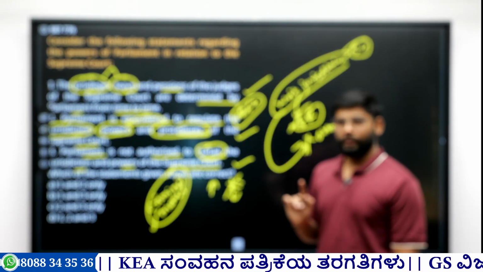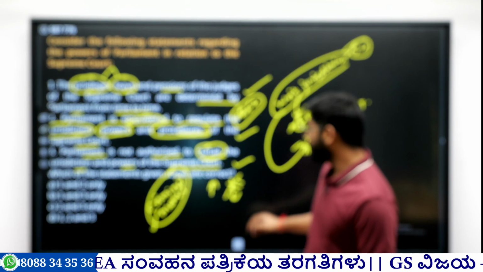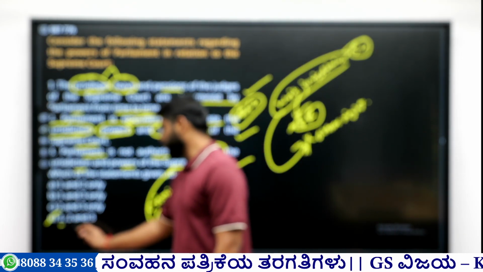Parliament can only increase jurisdictional power. They cannot curtail it. So the last statement is also correct. Correct option is D. 1, 2, 3 are correct here.